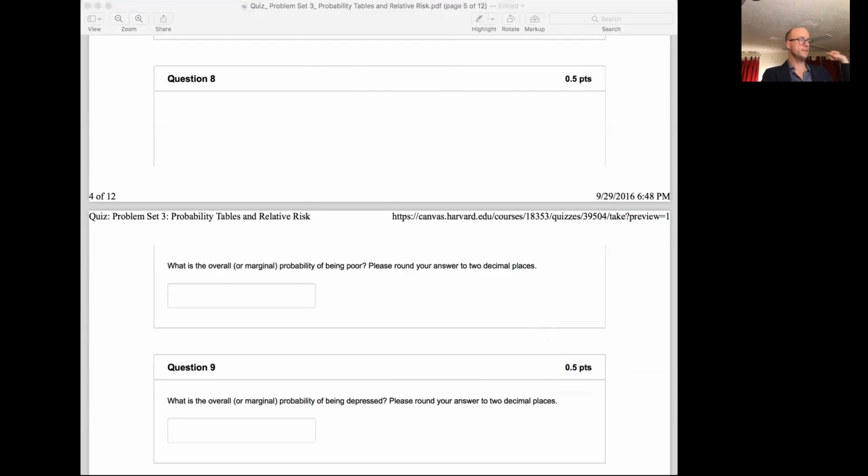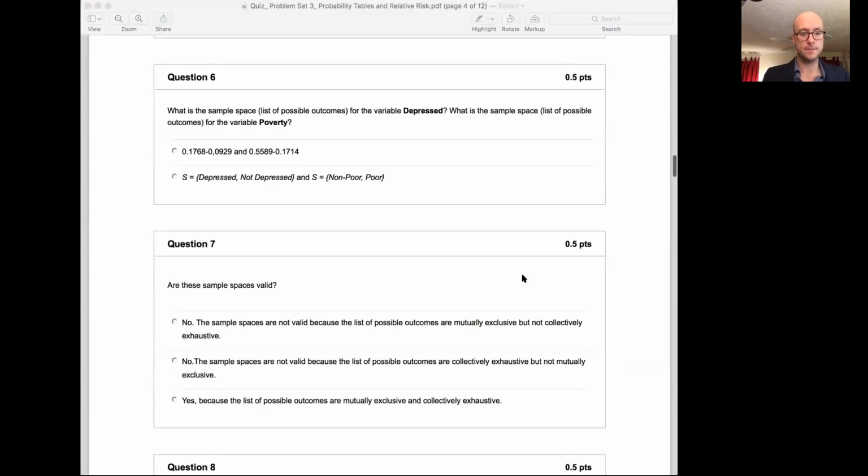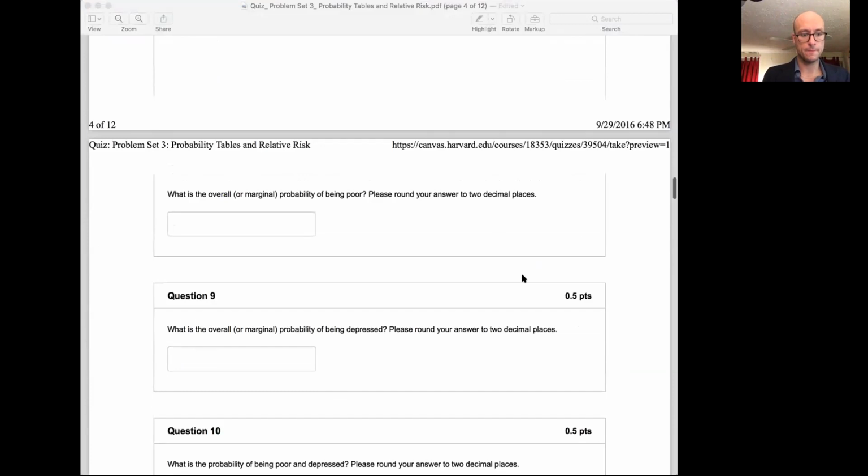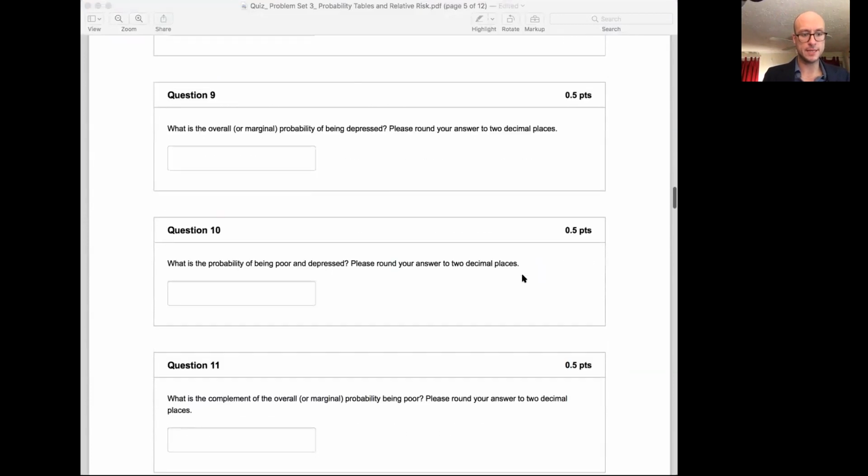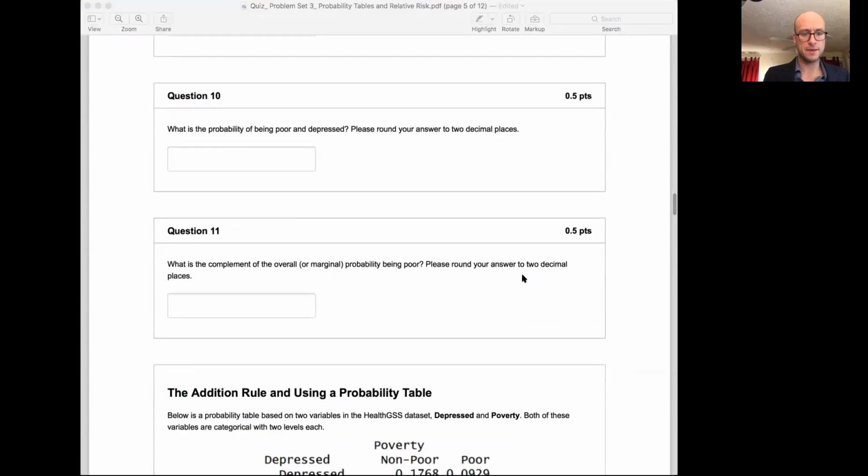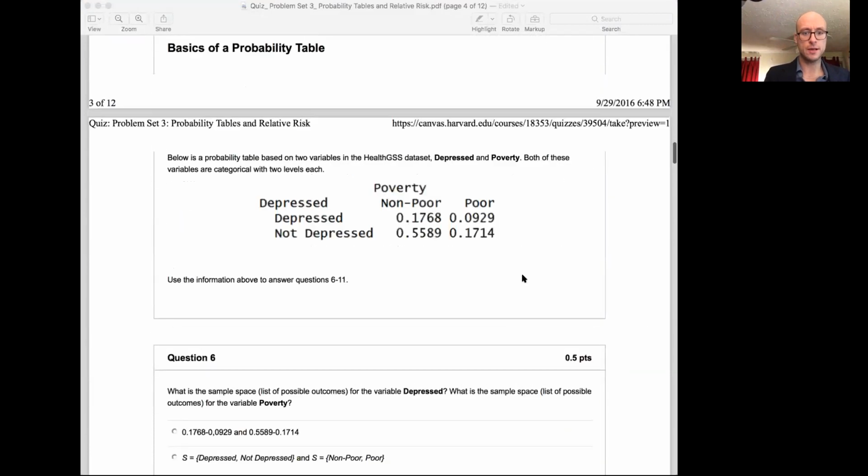Hold on for a second. Yeah, you would take 1 minus 0.26, because the question here is, what is the complement? Question 10. Sorry, question 11. Complement of being poor. I'm going to scroll up and just show you.